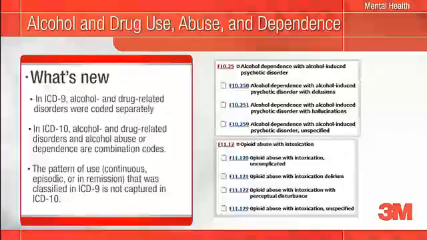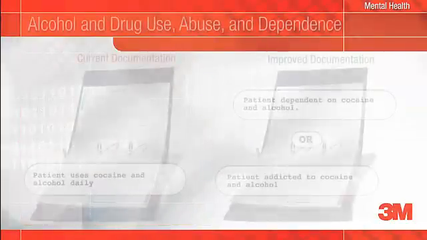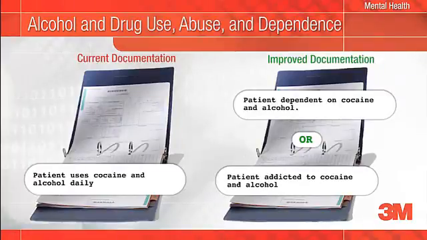It is important to specify in your documentation whether the patient is an abuser of or dependent on the substance or substances. If you only document use, such as in cocaine use, the condition will be coded as cocaine use unspecified. Specify in your documentation if the patient abuses alcohol and/or drugs or is dependent on them. A diagnosis of use is reported as unspecified if abuse or dependence is not specified.